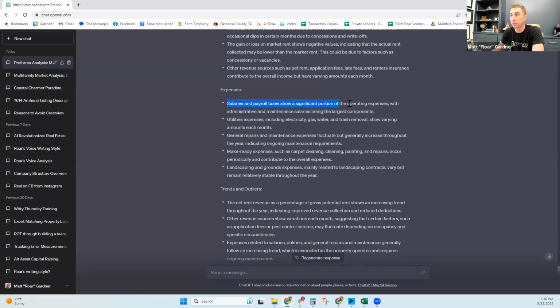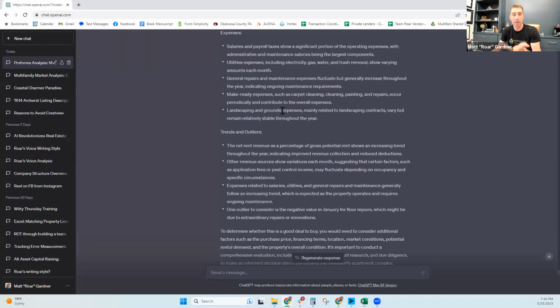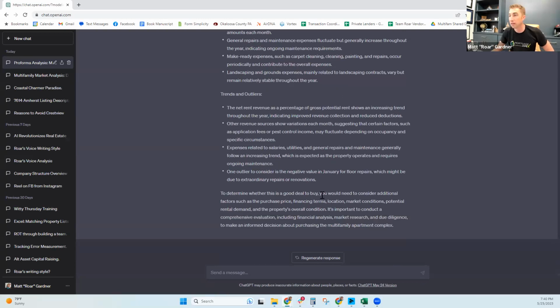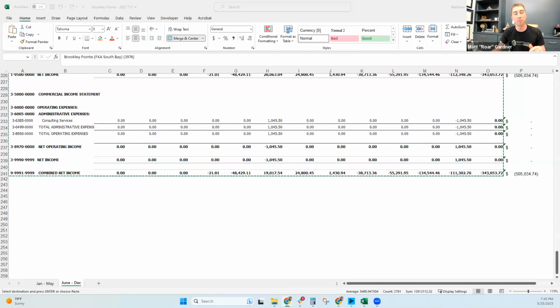Salaries and payroll show a significant portion of the operating expenses, with administrative and maintenance salaries being the largest component. So it highlights the good things. Anyways, that's it. More of a parlor trick. Just want to show you guys, this is one outlet that you could kind of leverage. If anyone figures out how to truly utilize this to its full extent, let me know. We can make a lot of money together, I'm sure.